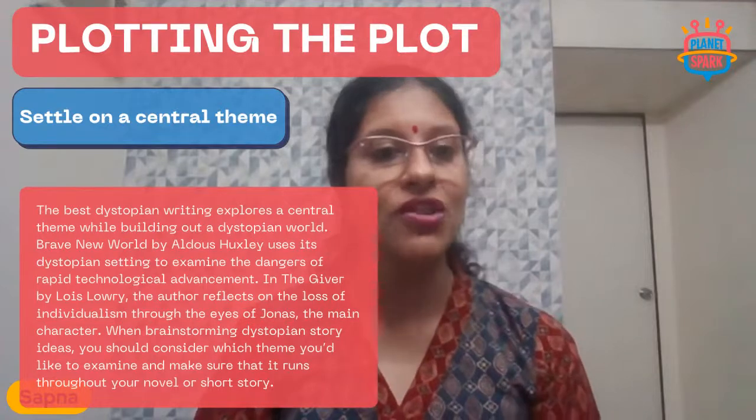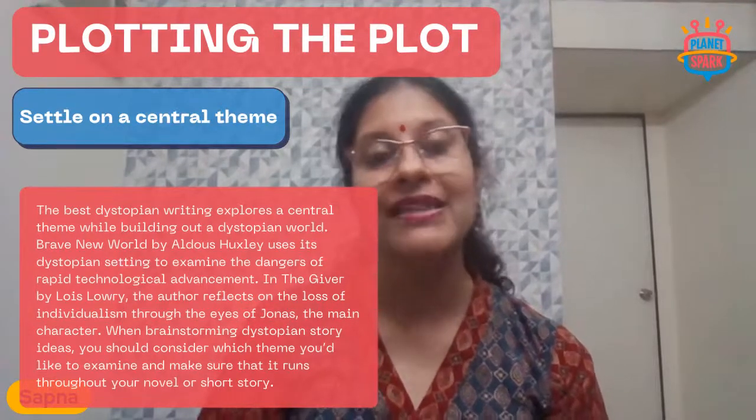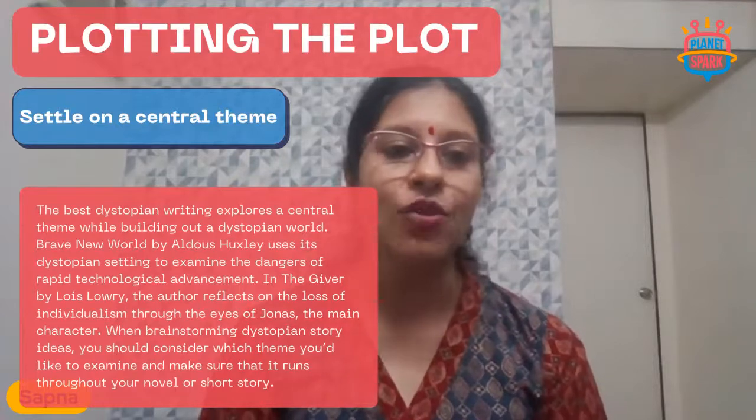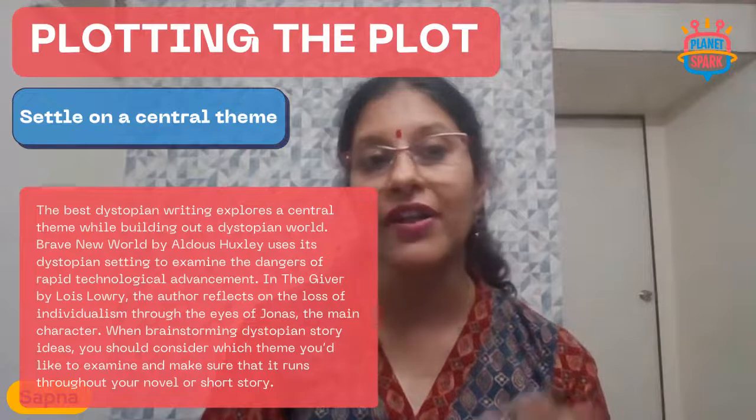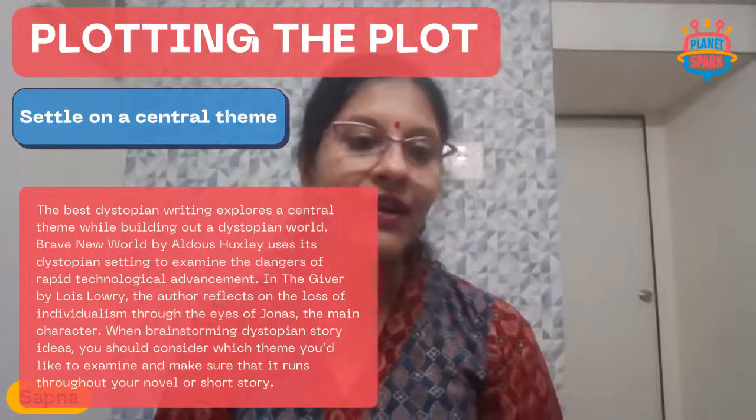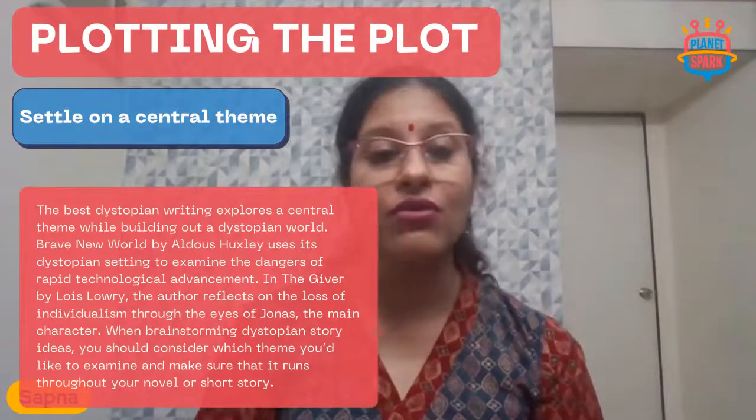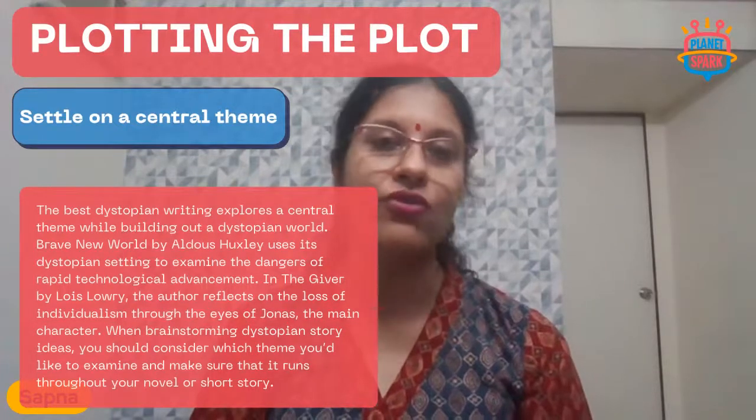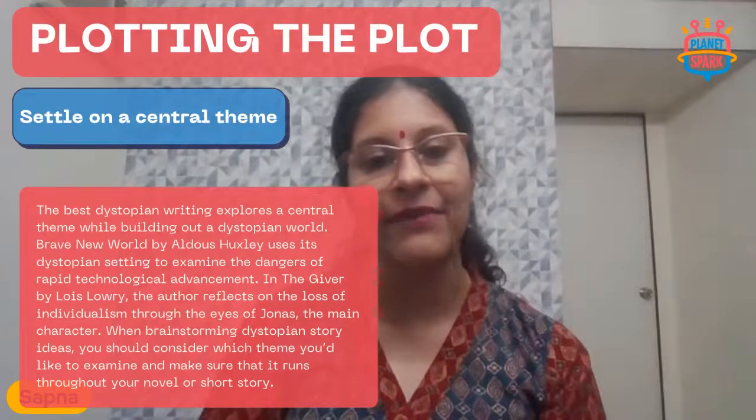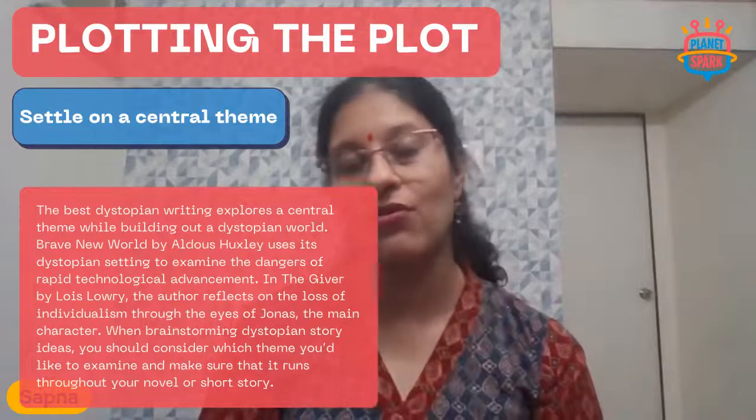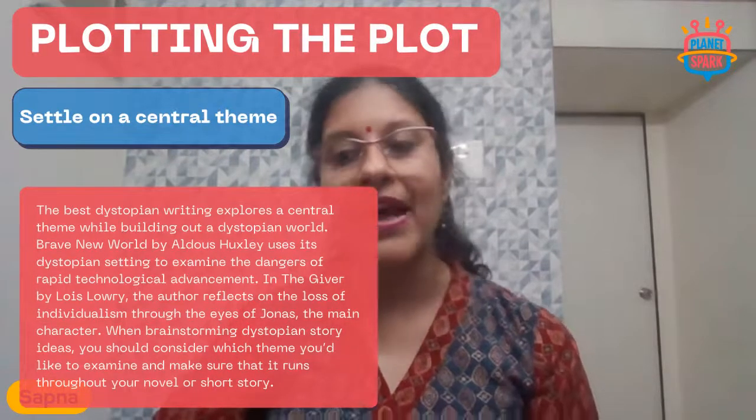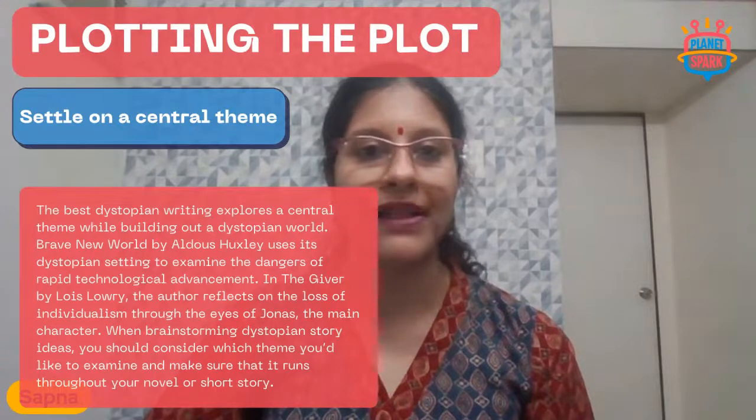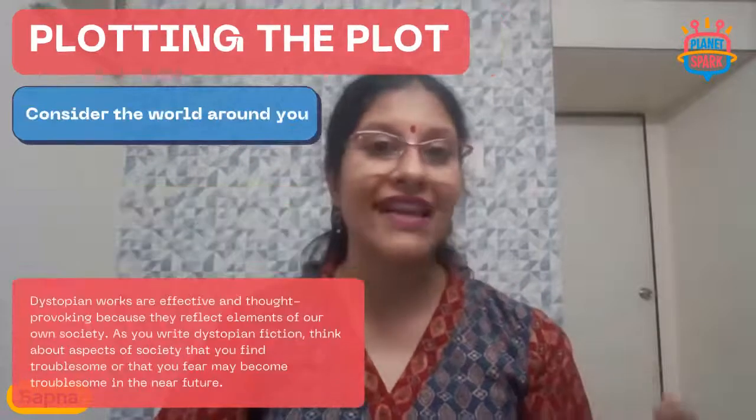Now, Brave New World is one of the stories which uses its dystopian setting to examine the dangers of rapid technological advancement. And in one of the other stories, The Giver, Lois Lowry, the author, reflects on the loss of individualism through the eyes of Jonas, who is the main character. And when you are going to brainstorm or think about what are the different ideas that you're going to write or introduce into your dystopian story, you should consider what is the central theme that you would like to examine and make sure that it runs throughout the story, throughout your novel, right? So that's why it is called the central theme. And around this theme, your subplots would be revolving, right? So that's the first element here in the plot building pointer, which is you need to first focus on a central theme for your story.